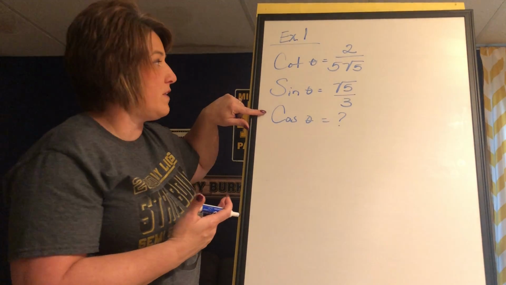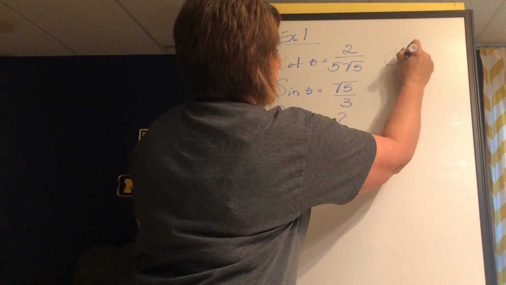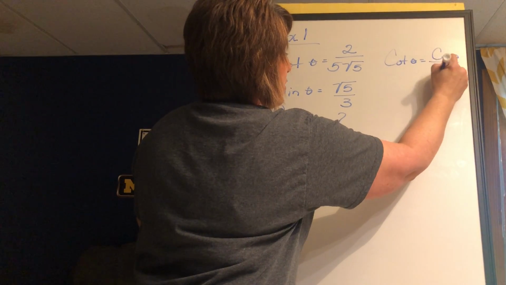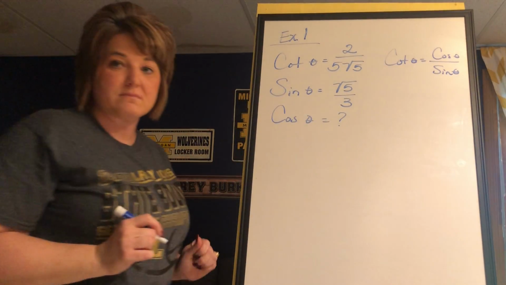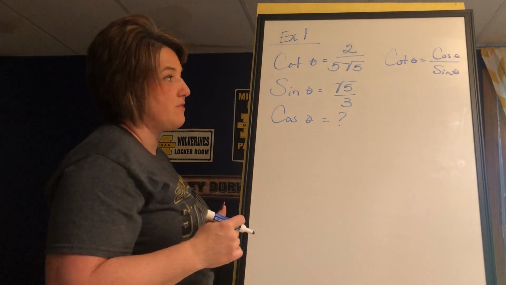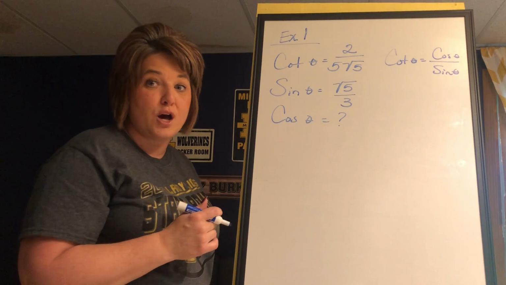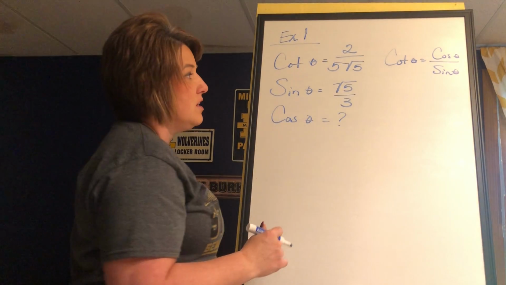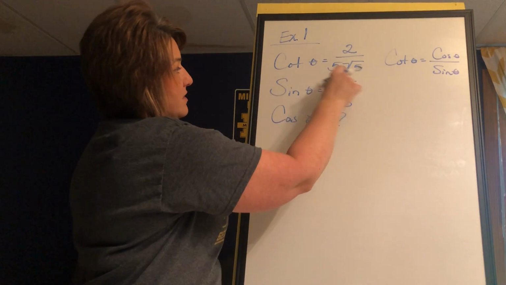And there is. We know that we can use the identity of cotangent of theta is the same as cosine of theta over sine of theta. So I write that identity down, and then I just go through and substitute things that I know, and then see if I have enough information that I can solve for the unknown. So cotangent of theta is equal to this.